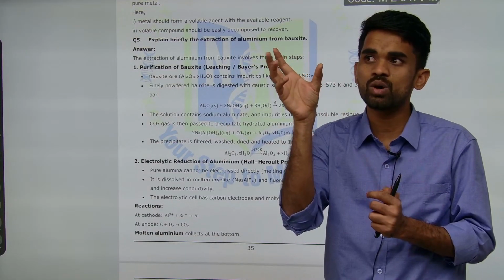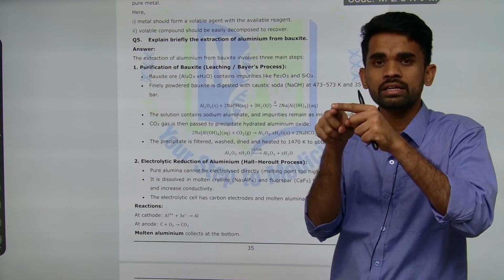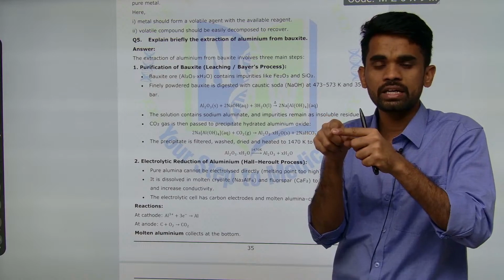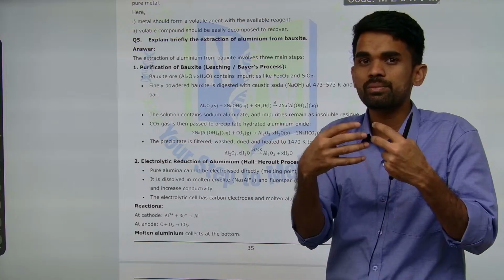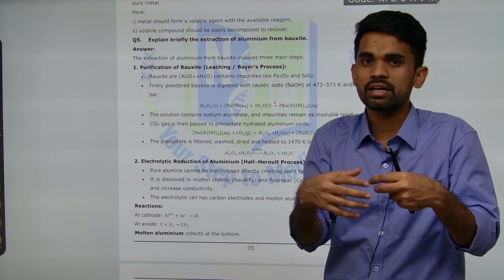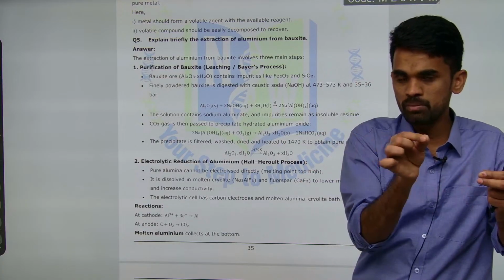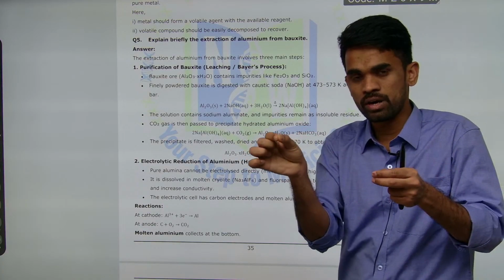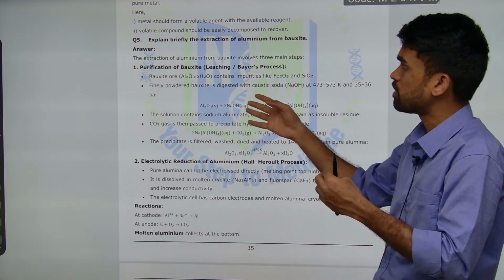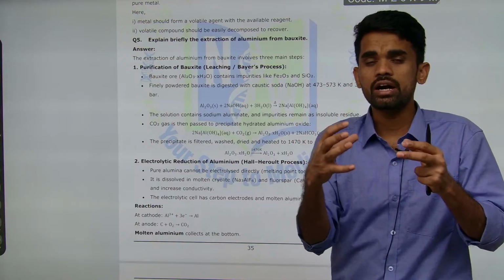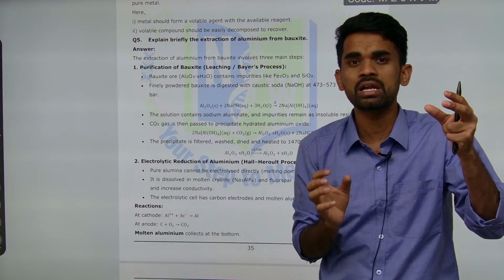Zone refining means what? Whenever they say zone refining, there is a coil heater, a circular coil, which we take to maintain the molten form of the metal, used for metals like germanium and gallium. By moving that coil, the impurities will also move along with the molten state. Like that, vapor phase means that the metal should form a volatile compound whenever we are treating it with a suitable reagent.